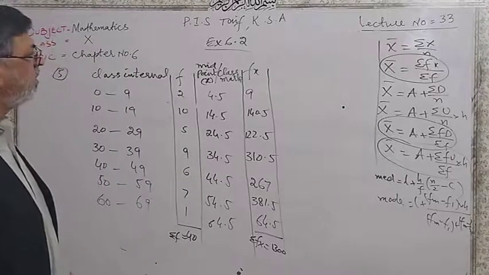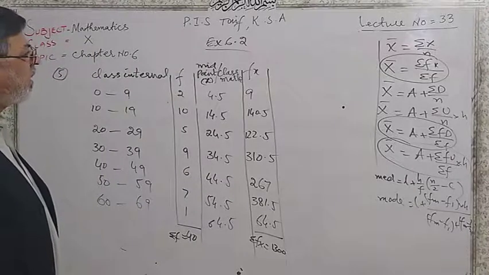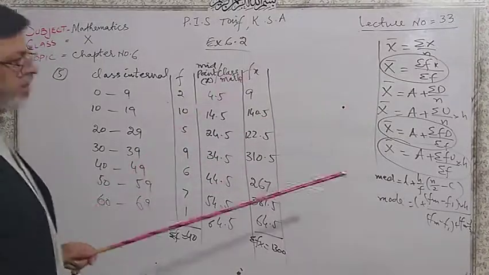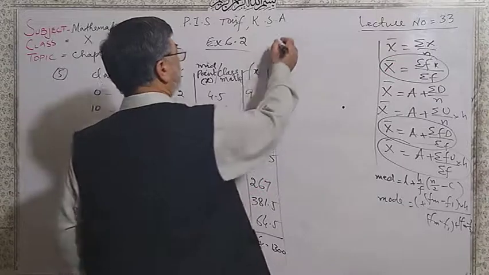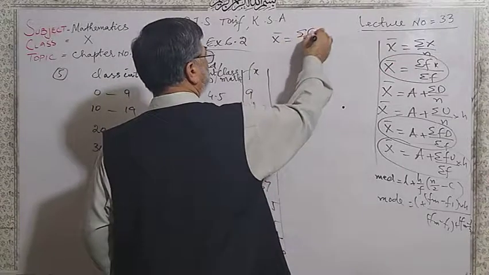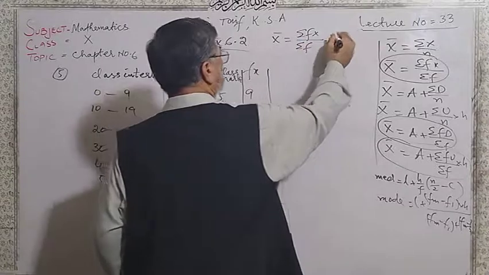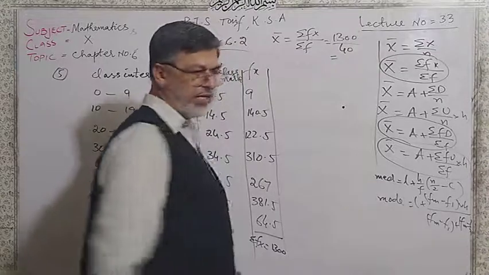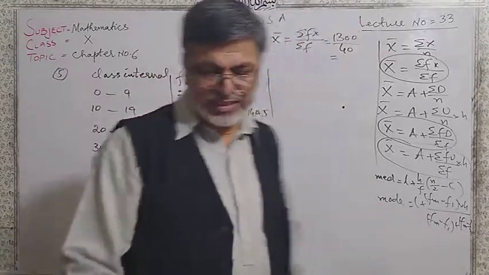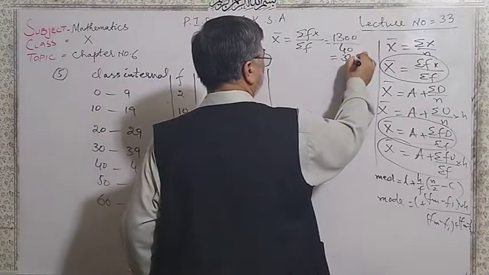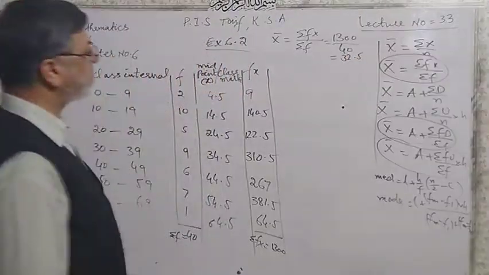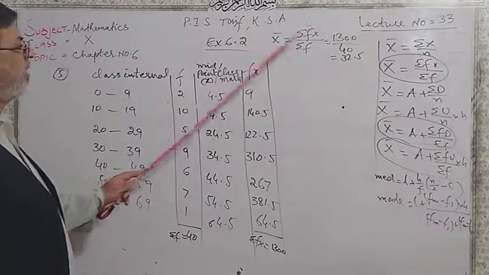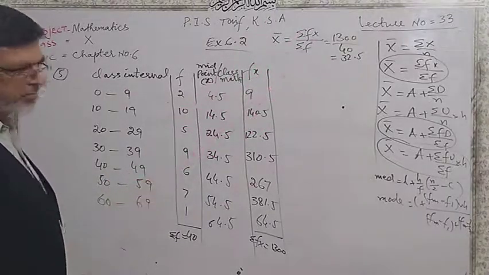Dear students, now we can apply the formula for finding arithmetic mean by direct method. So x bar is equal to sigma fx over sigma f. Sigma fx is 1300 and divided by 40. So in this way you will have 32.5. Dear students, that was direct method and you have found the mean value, arithmetic mean of this data.